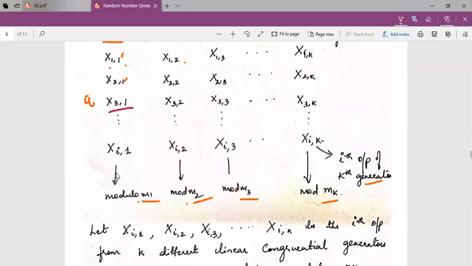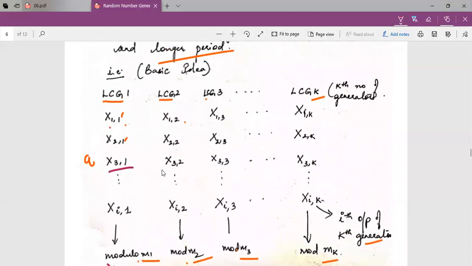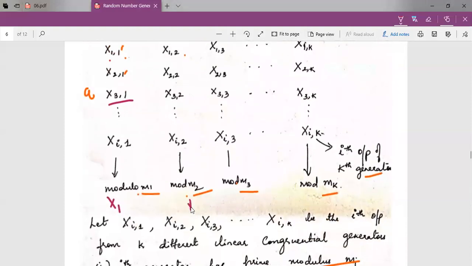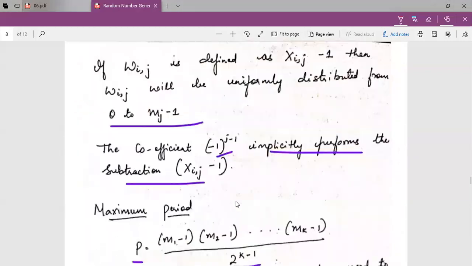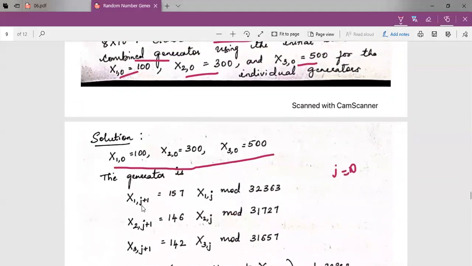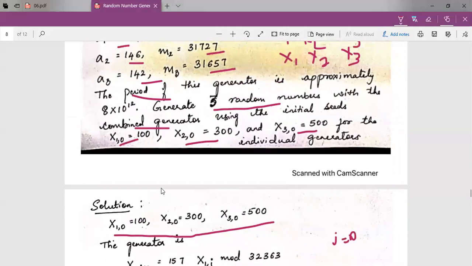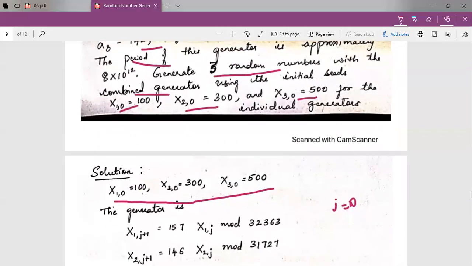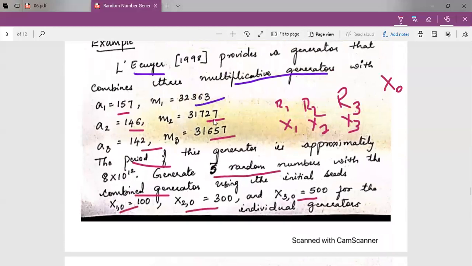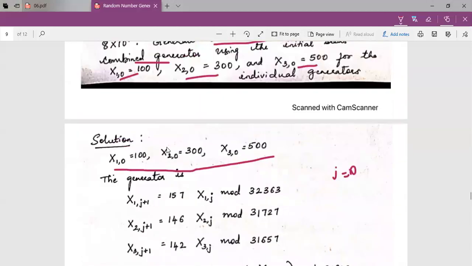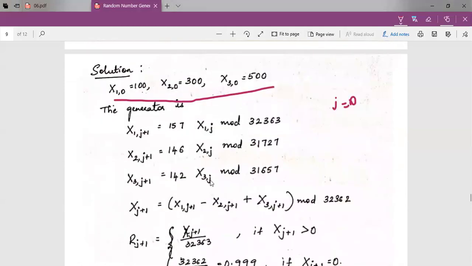Then using these 3 values, we'll calculate X1. Next we'll calculate x(1,2), x(2,2), x(3,2), then calculate X2. Then once again x(1,3), x(2,3), x(3,3), then calculate X3. So here x(1,j+1) equals 157 times x(1,j) mod this modulus. Then x(2,j+1) equals the second A2 value, 146, times x(2,j) mod the second modulus value, 31727. x(3,j+1) equals the A3 value, 142, times x(3,j) mod 31657.